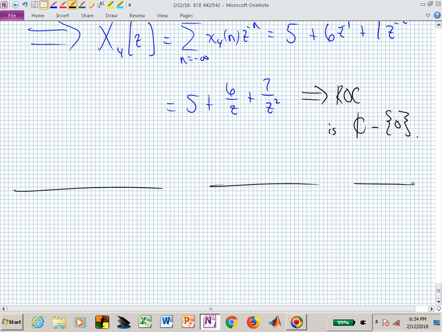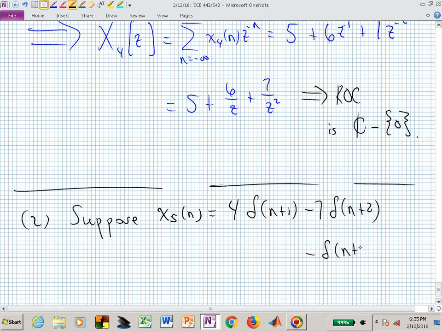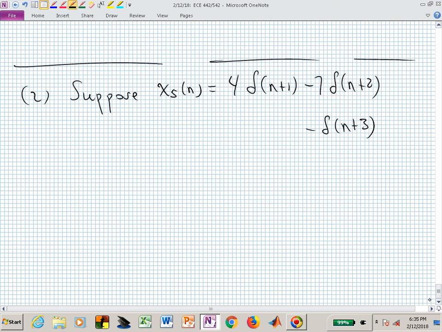Let's look at another example. Example 2. Suppose x sub 5 of n is 4 delta of n plus 1 minus 7 delta of n plus 2 minus delta of n plus 3. Can you draw this? Lowercase x sub 5 of n.